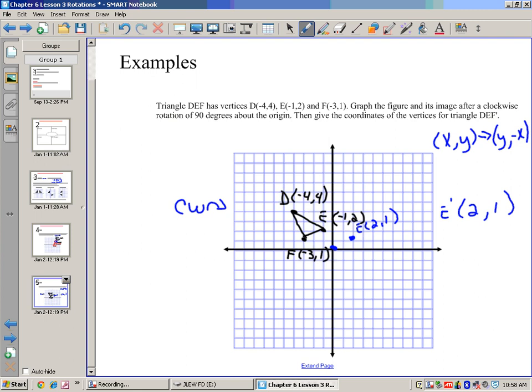Let's look at D. D prime is going to become 4, 4. There's going to be D right there, 4, 4. And F. F prime, our new one, is going to become 1, 3.